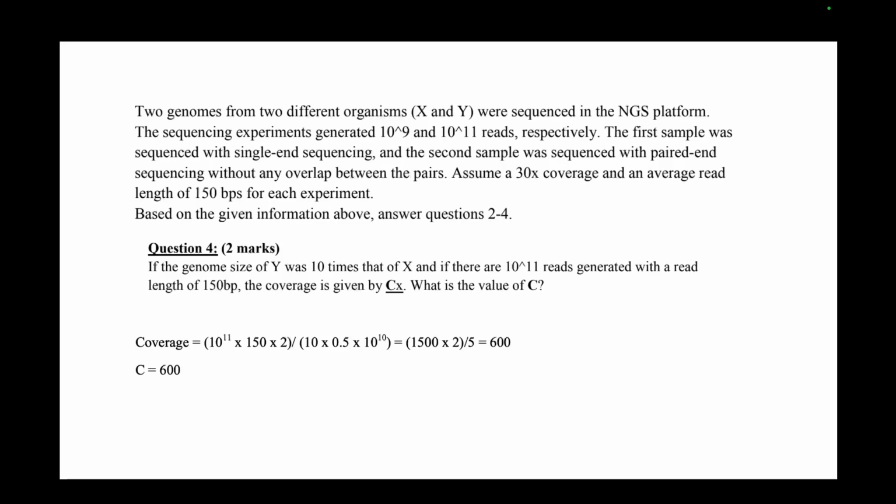Okay. So what is given here? It is given that the genome size of Y was 10 times that of X, and 10 to the power 11 reads are generated with a read length of 150 base pairs, and the coverage is given by C. What is the value of C? The 10 to the power 11 reads is given, the read length is 150, and with paired end it's into 2, and you're comparing it against the genome size of X, so it's 10 into 0.5 into 10 to the power 10.